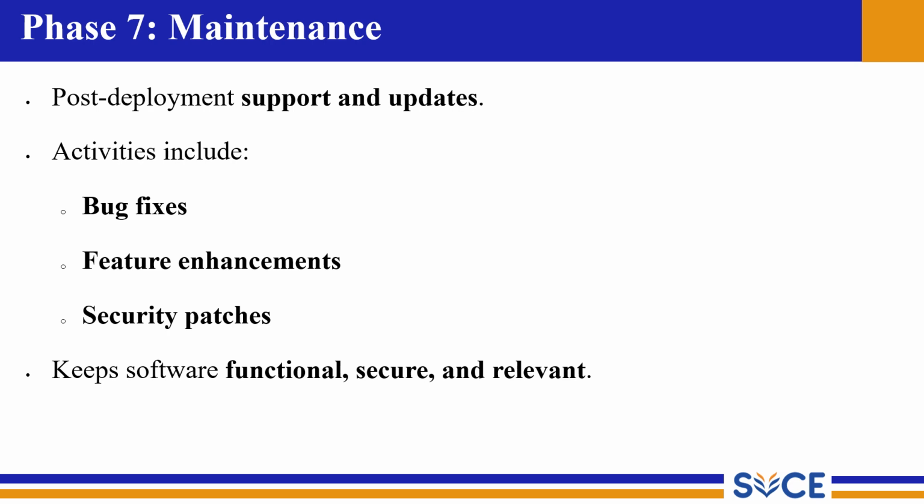The final phase is maintenance, which begins after deployment. Just because software is released does not mean the job is over. Maintenance involves fixing bugs that appear after launch, adding new features based on user feedback, and updating security patches. This phase ensures that the software stays functional, secure, and up to date over time. For example, your mobile app often receives updates. That's part of the maintenance process.